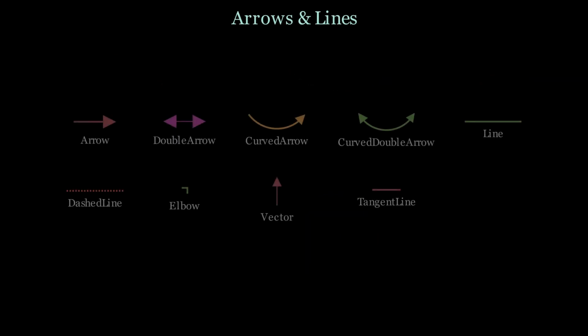Next, we look at arrows and lines. So you see arrow, double arrow, curved arrow. All these can be useful when pointing between objects or pointing to an object. Dashed line, tangent line, elbow, vector, all this comes inbuilt in Manim.